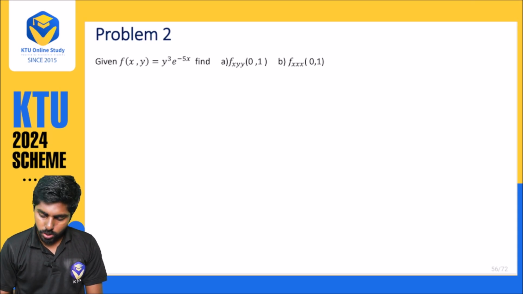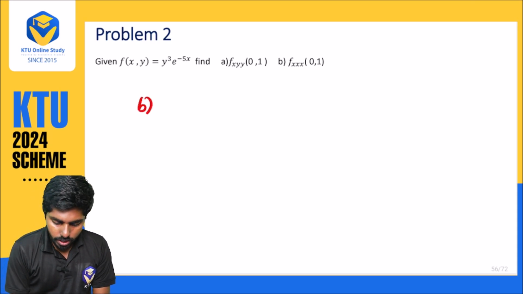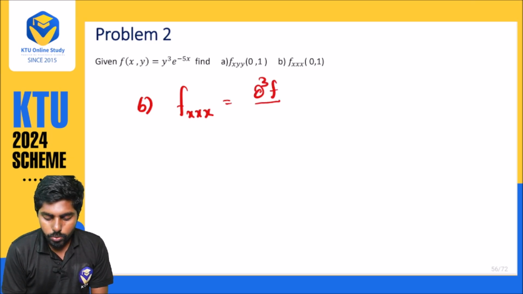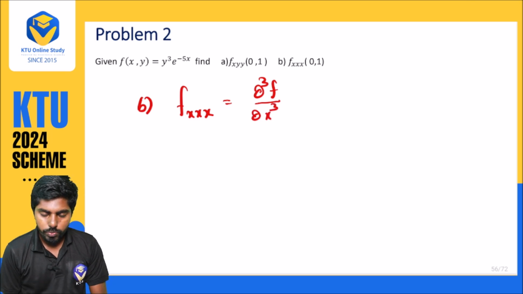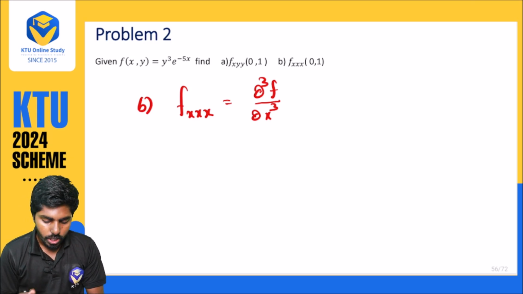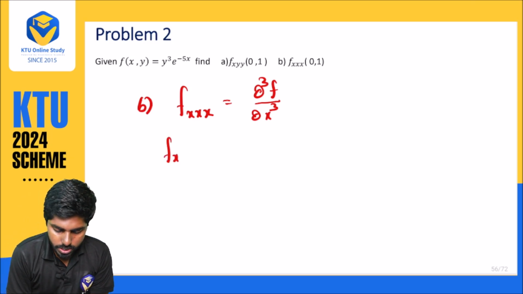So in option B, what have they asked? They have asked for f_xxx. That means a partial derivative of order 3. So we want to take the partial derivative three times with respect to x.